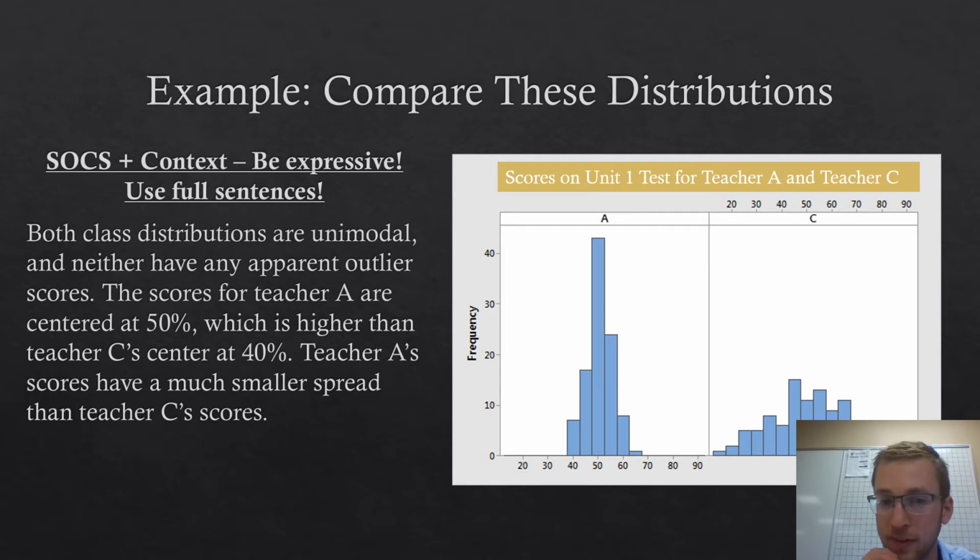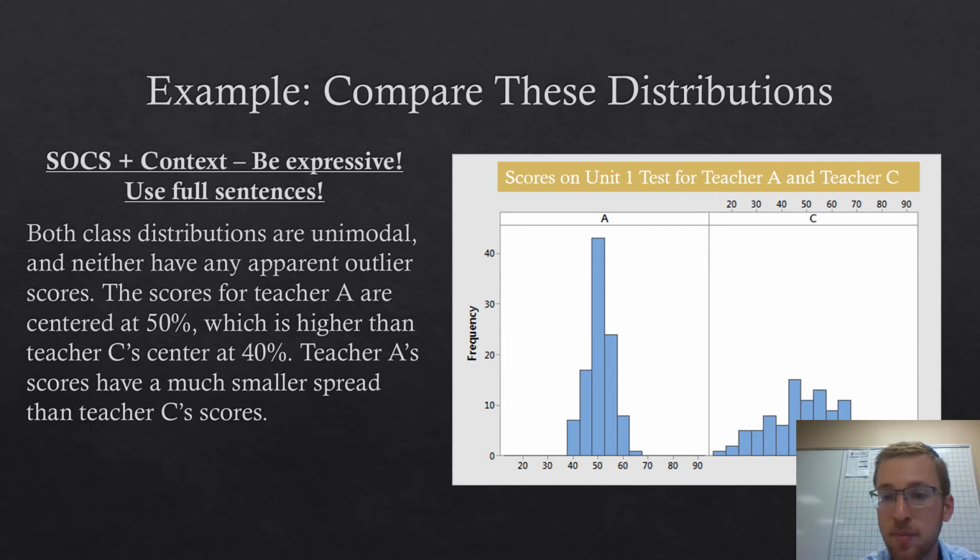Because there's a difference in our centers, I said that 50% for teacher A is centered higher than teacher C's center at 40%. And then finally, talking about spread, I said teacher A's scores have a much smaller spread than teacher C's scores. And the reason I said that, if we look at our graph, the range is much smaller for teacher A than it is for teacher C. So what do we see here? In 3 sentences, I knocked out the whole comparison of these two distributions.